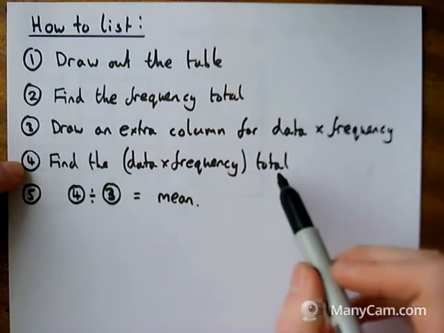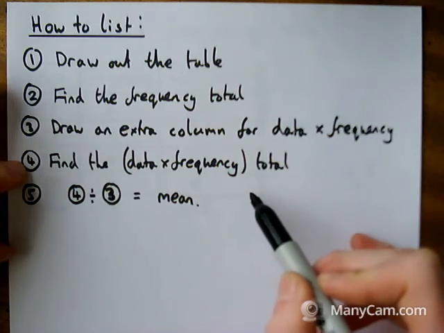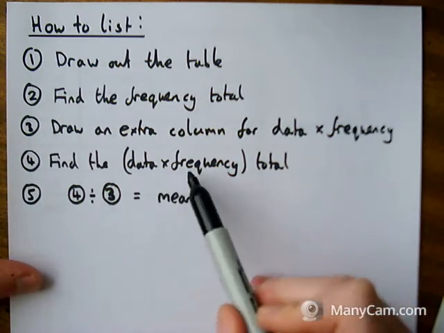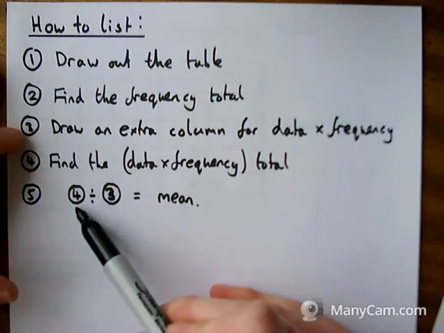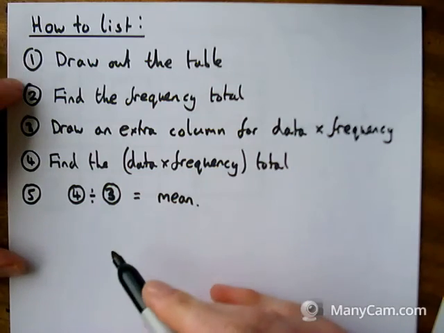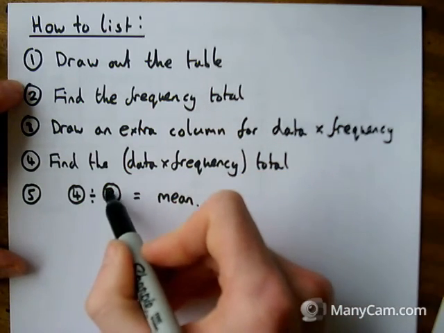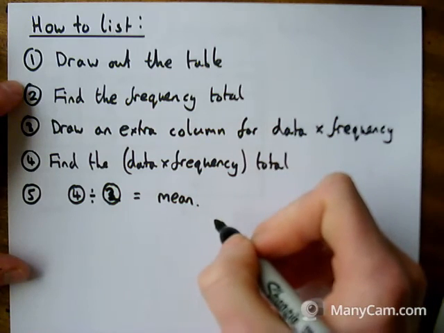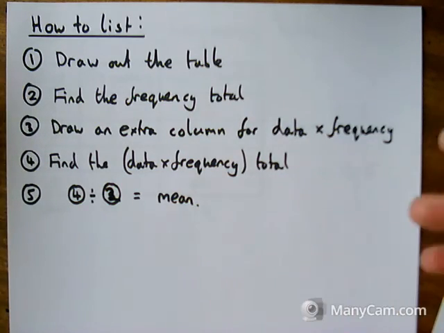The fourth one, you need to find the data times frequency column total, and then you need to do the data times frequency total, so number 4, divided by the frequency total, that should be number 2, divided by the frequency total, and then that gives you your mean.